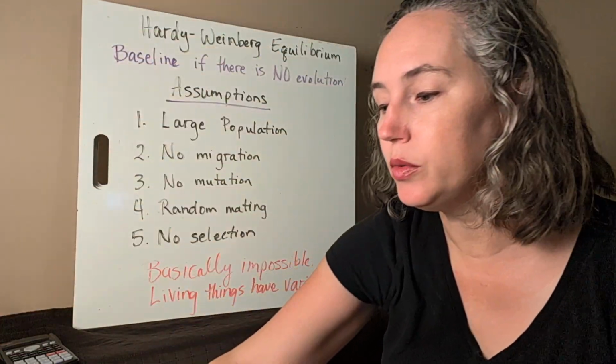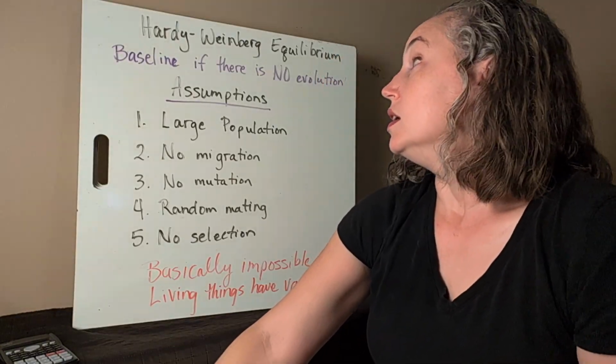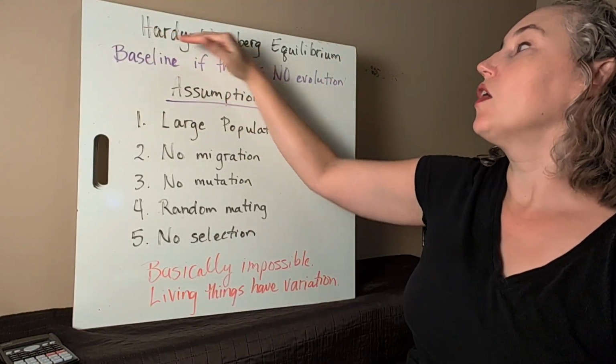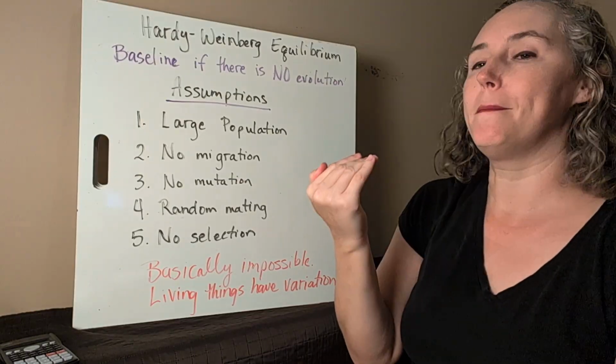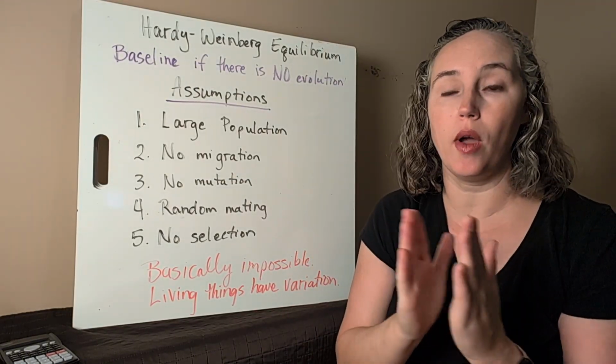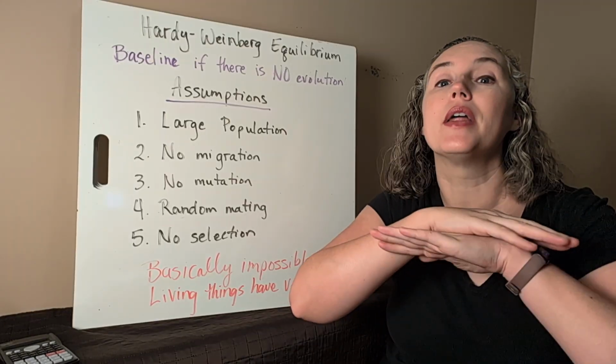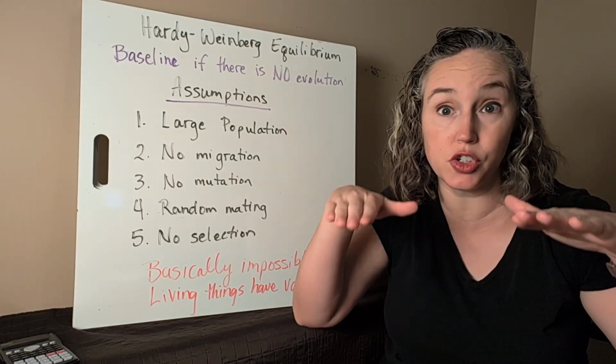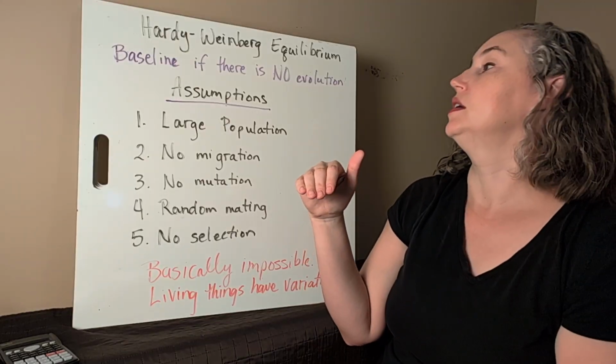So the Hardy-Weinberg equilibrium gives us a baseline for what the population looks like if no evolution is happening. What are the current allele and genotypic frequencies?